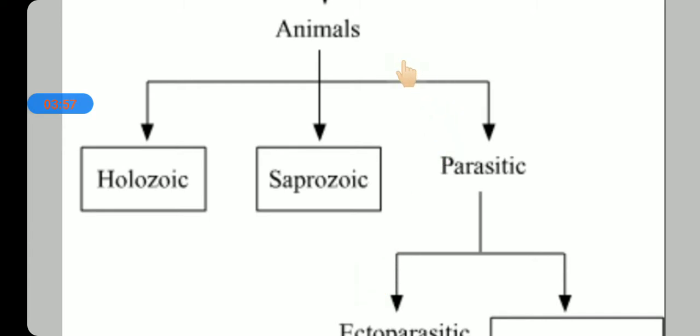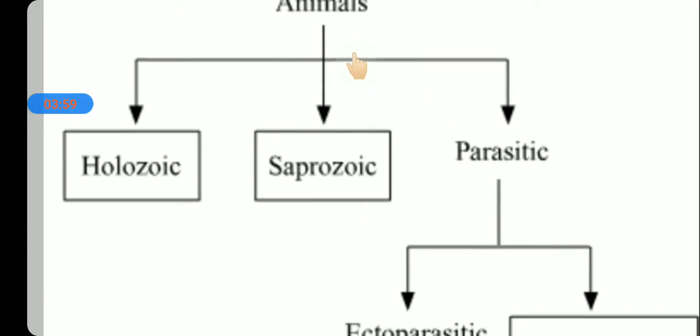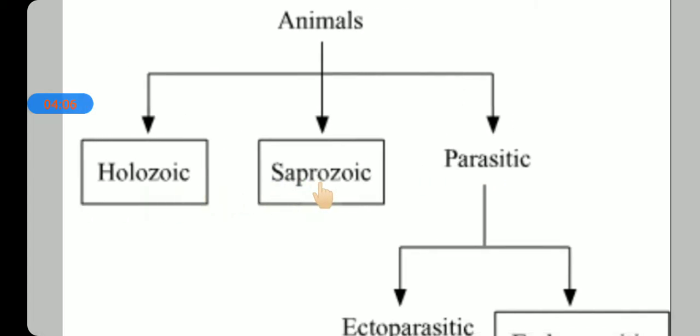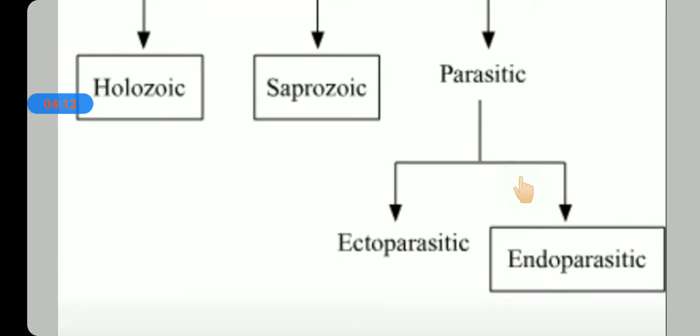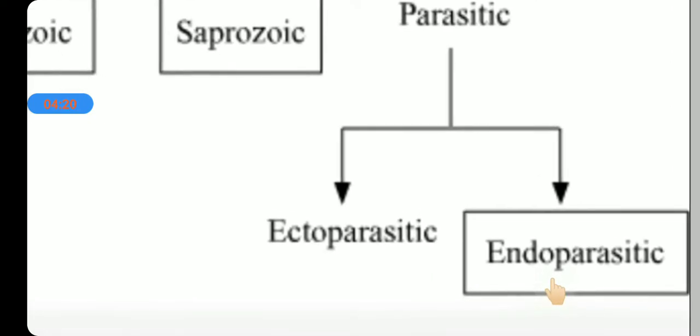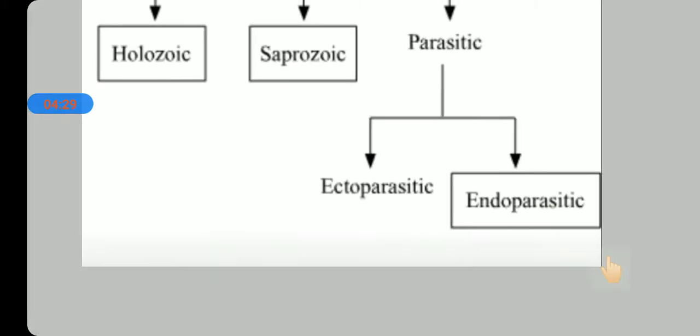Nutrition's second main type is animals. Animals are mainly classified in holozoic, saprozoic and parasitic. Again, in parasitic, they are categorized into two types, ectoparasitic and endoparasitic. Ecto are those who live on the surface of a host. Endoparasitic, they live inside the host.